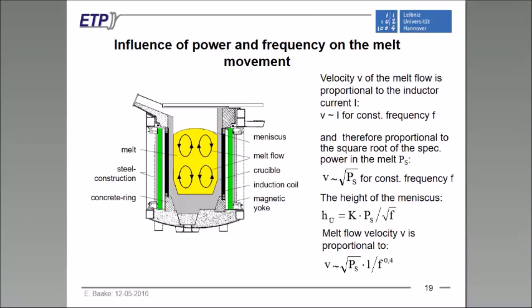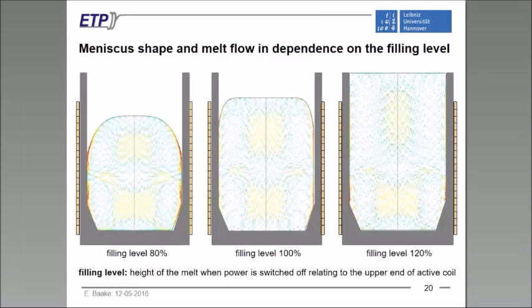And this is the reason that today we are not mainly using line frequency furnaces, but we are using medium frequency furnaces which are running at 200 or 300 Hertz, for example, because in this case we can run them with higher power, up to 800 or 1000 kilowatts per ton, and this gives us a higher production rate.